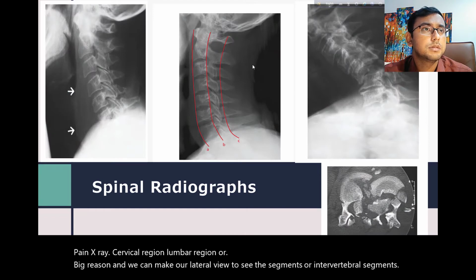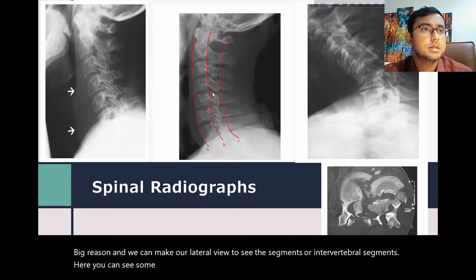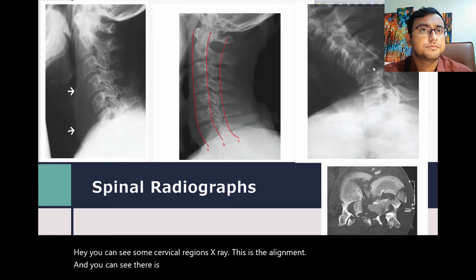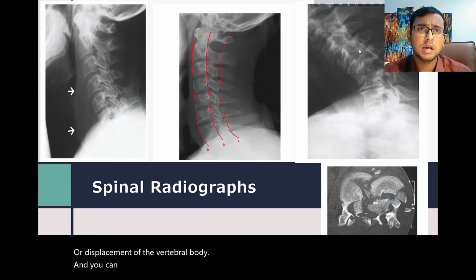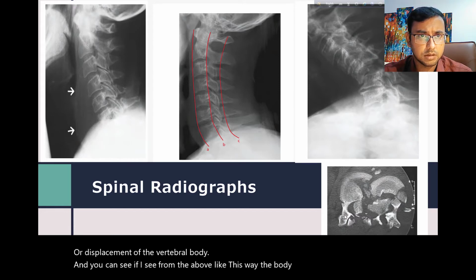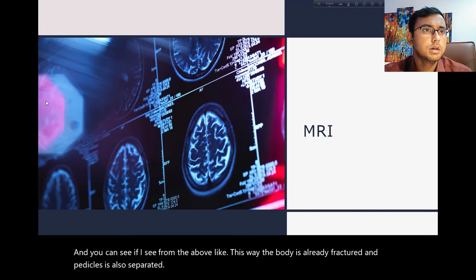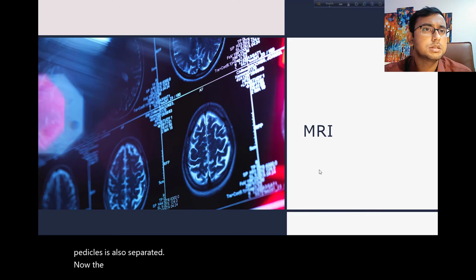Here you can see a cervical region X-ray. This is the alignment, and you can see there is a fracture here or displacement of the vertebral body. And if I see from above, the body is already fractured and the pedicles are already separated. Now the MRI is the second choice of investigation.